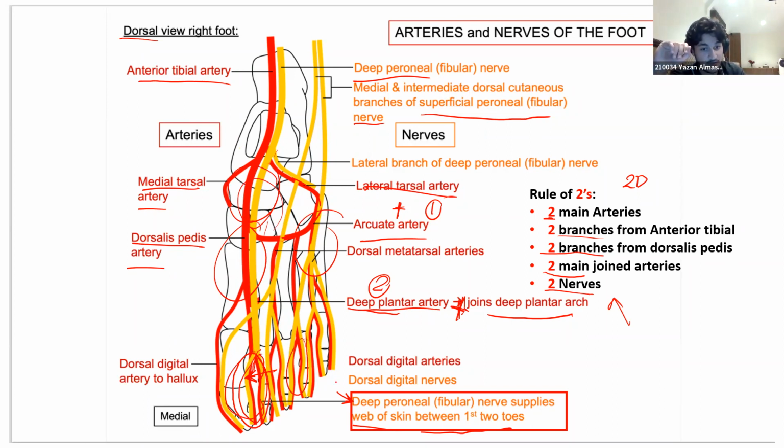They will only ask you about either this area or this area to trick you. Okay, so if they ask you about this area, this is superficial peroneal. If they ask you about this area, this is deep peroneal. Does that make sense to everyone? So we can move on.